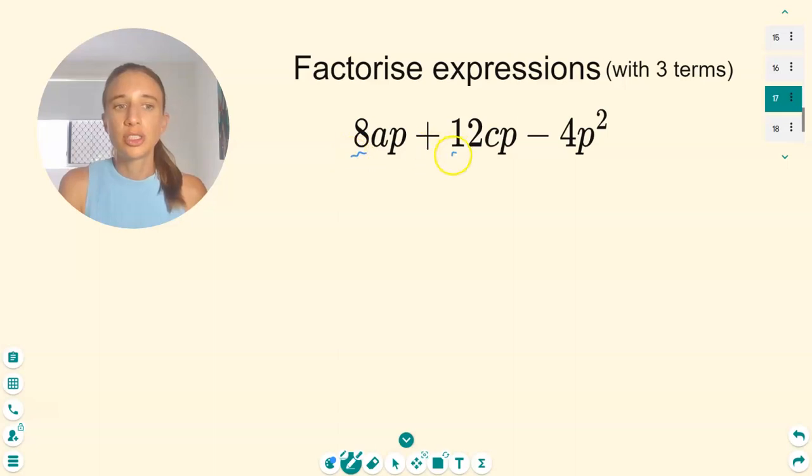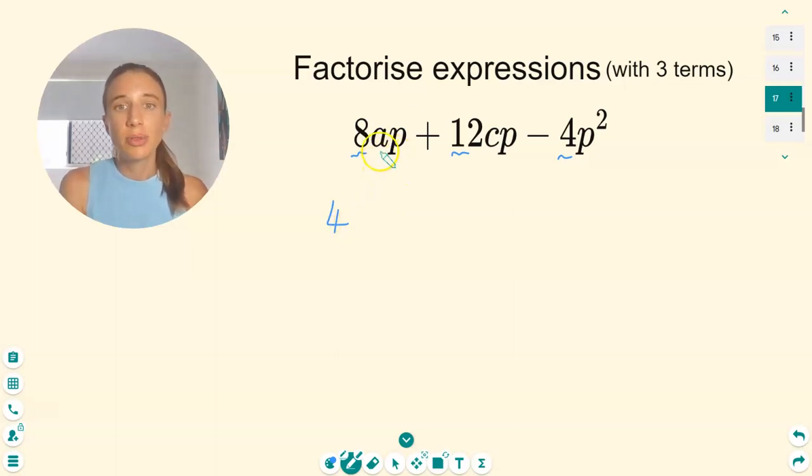Look at your coefficients. What's the highest common factor between 8, 12, and 4? Well, I can realize that this lowest number here actually goes into all of them. 4 goes into 4, goes into 8, goes into 12. So we can pull 4 out the front.